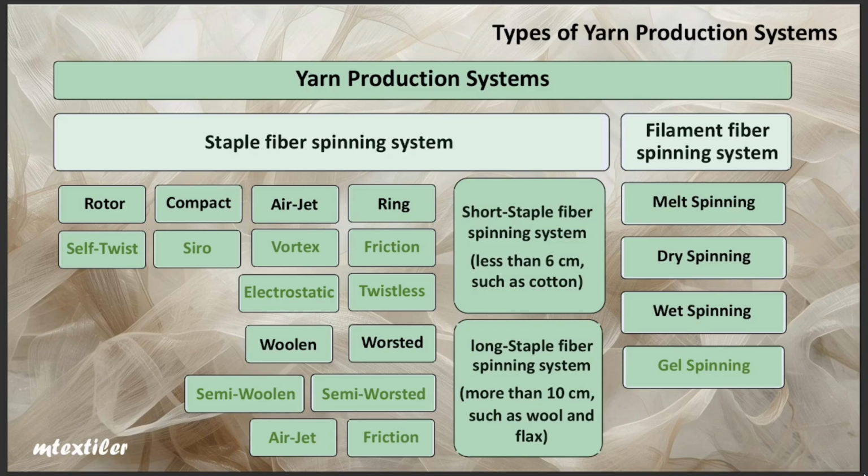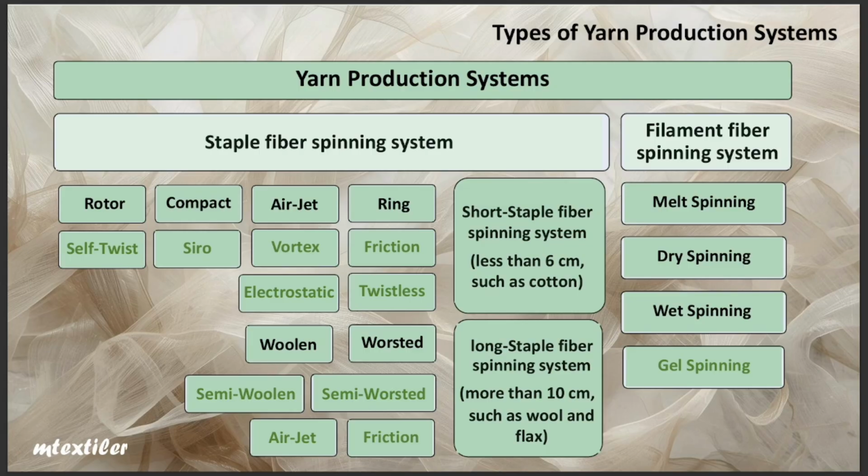In the next slide, you can see an overview of these systems. We have 2 main types of yarn production systems: filament fiber spinning system, staple fiber spinning system. Each system will be explained separately. In the filament fiber spinning system, there are 4 methods for producing fibers and yarn: melt spinning, dry spinning, wet spinning, gel spinning. We will examine the first 3 methods in detail. Gel spinning is used only for special applications and is not common.